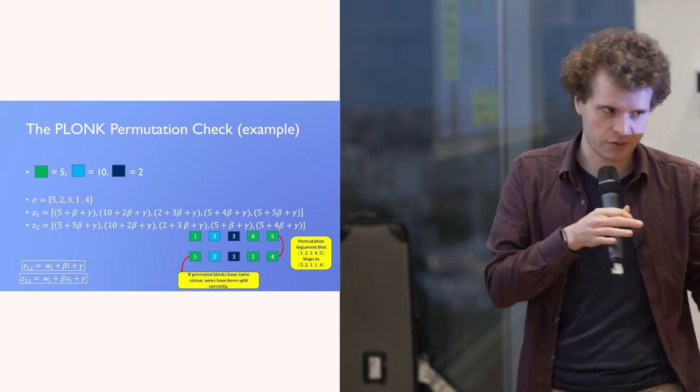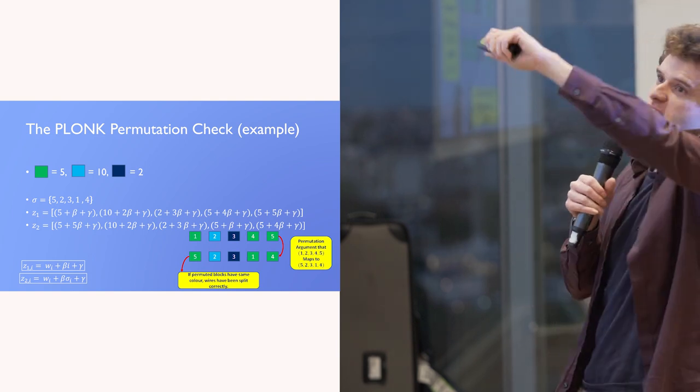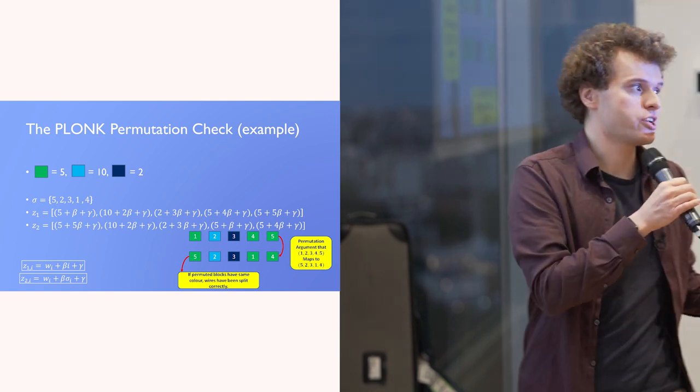And so that's the gist of how this works. If you take the product of Z1 and the product of Z2, they should match, and therefore the ratio should equal 1.